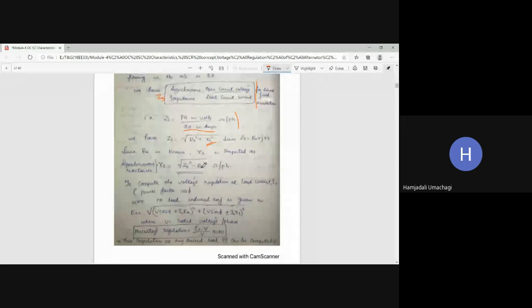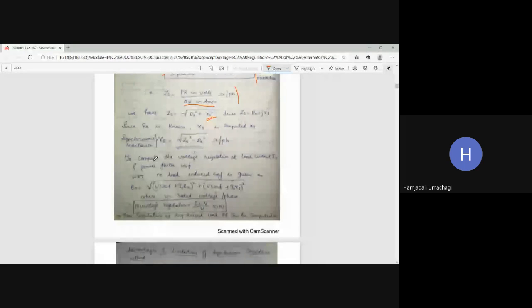Now calculate what is EPH, because what is the regulation formula? Voltage regulation is given by EPH minus VPH divided by VPH into 100. VPH is already given to us; it will be given in the problem statement. The only unknown for us is the EPH value. So you have to calculate EPH now.